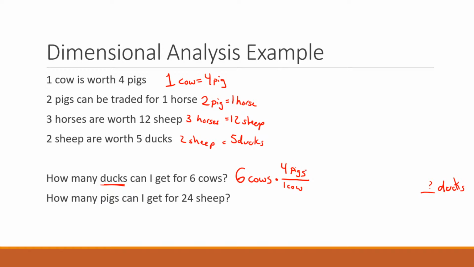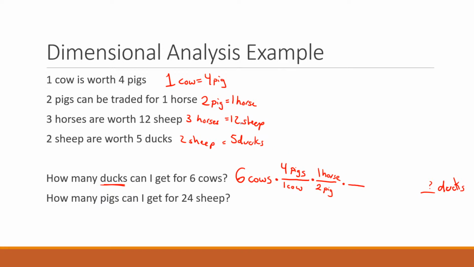So what do I know about pigs? I know that 2 pigs are equal to 1 horse. So here up top I have pigs. So I want those 2 pigs on the bottom, and I want 1 horse on the top. If I stopped and I solved this out, I've converted my cows to horses. But I don't want horses. I want ducks, so I gotta keep going.